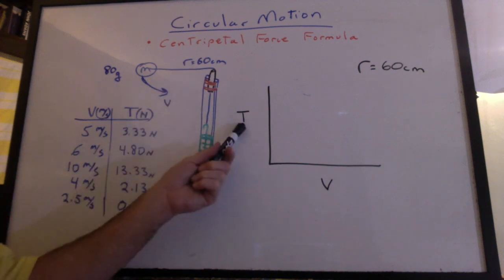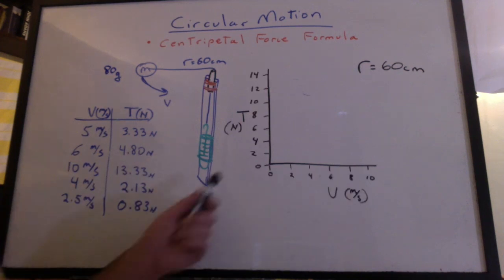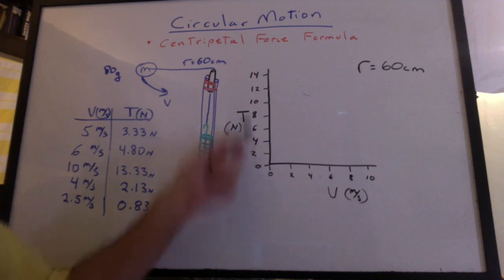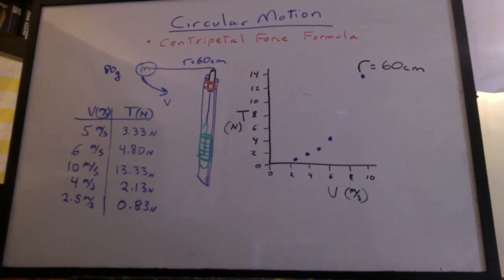And now we can graph this tension versus velocity. I've labeled and numbered my axes, 0 to 10 meters per second, 0 to 14 newtons, evenly spaced, no gaps. Well, there's my data plotted. I also should include 0, 0.